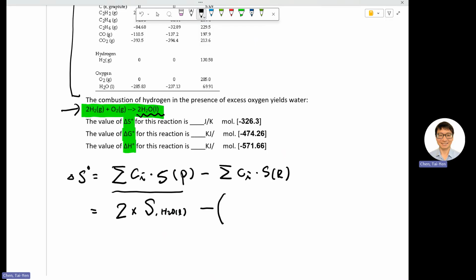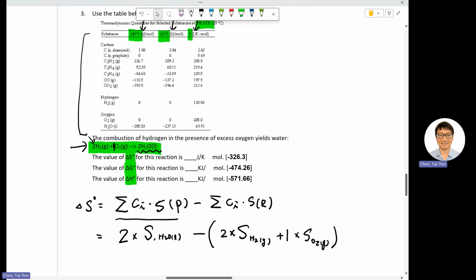Okay, so to first find out the entropy, take the entropy of your H2 gas multiplied by its coefficient 2, plus the entropy of your O2 gas multiplied by its coefficient. You did not write anything, right? So the default will be just 1. So it's 1 times that. This is the equation that you're going to use. Once you understand this, come back to your table.